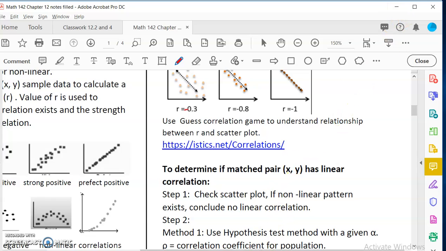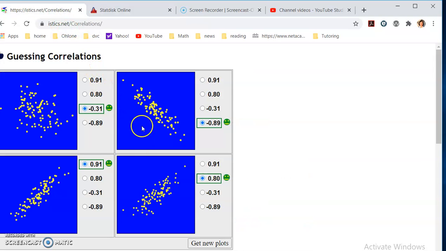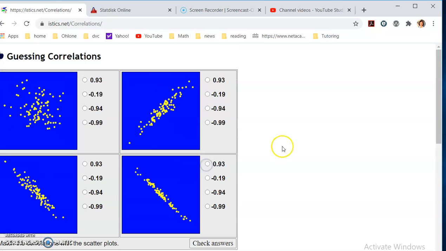So you would go to this site. What you can do is just search for correlation game, and it will show up like this. Click get new plots. They will give you 4 scatter plots and 4 R values, and you have to match them. These are all 4 R values. So you can just go by elimination. In our case, this is down, this is negative, this is negative, right? There's only one positive, so I would say this is 0.93, and it's quite strong, right?